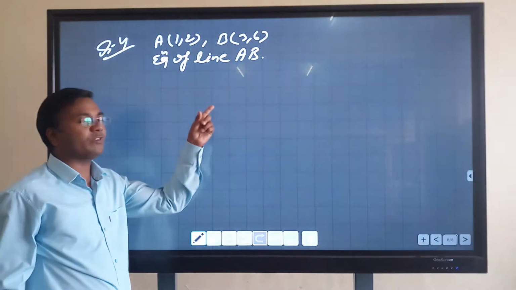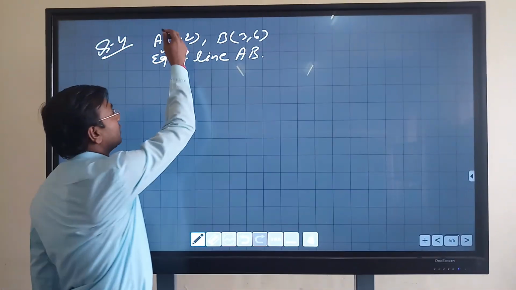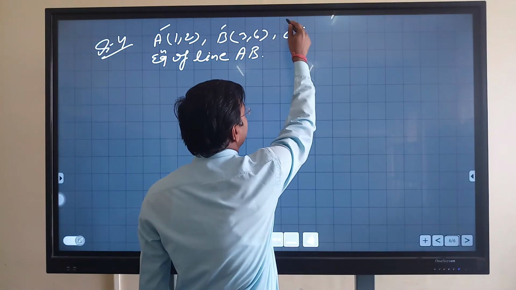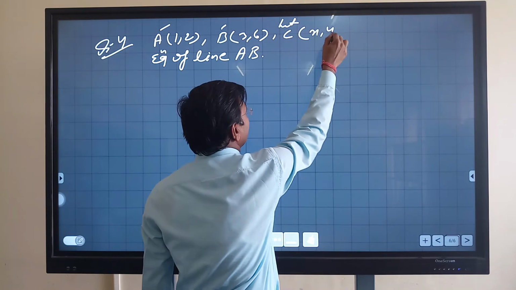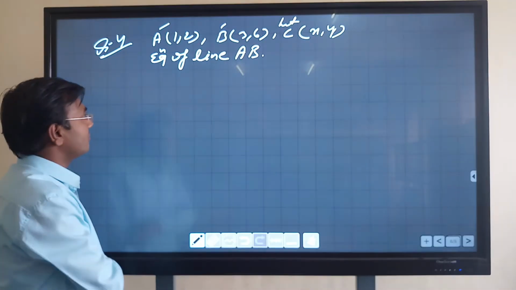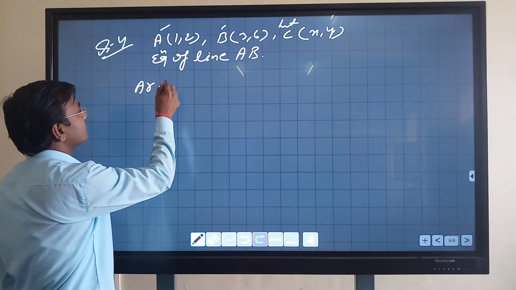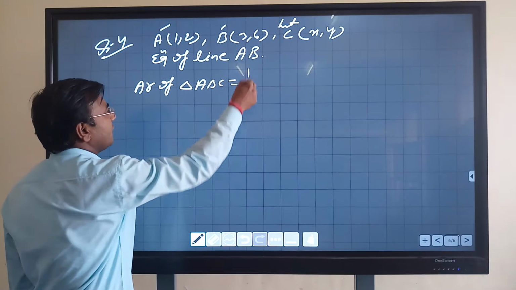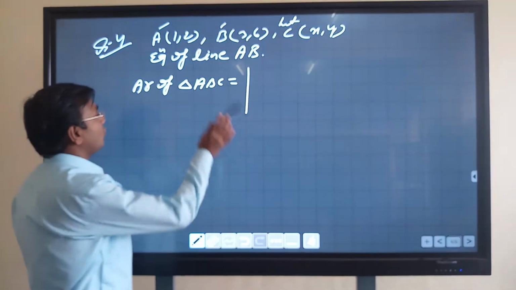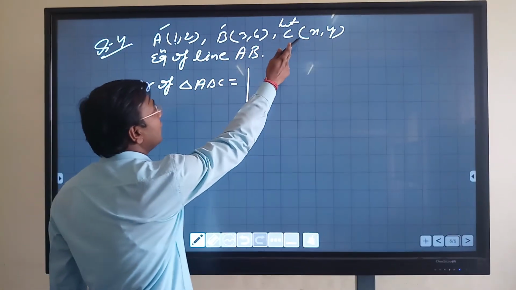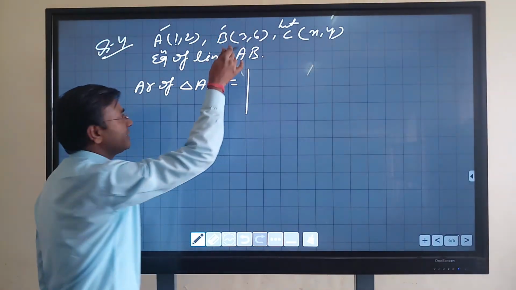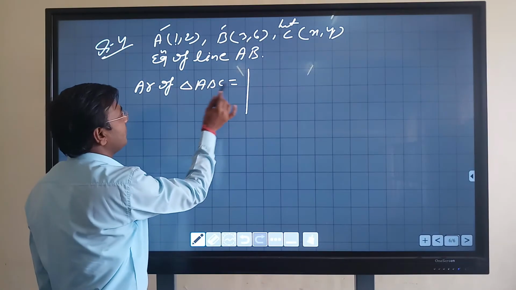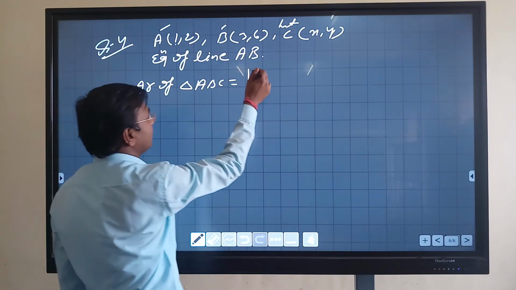So in order to apply the area of triangle, we must have 3 points. So here only 2 points are given. So we need to assign the third point. Let the third point be x, y, right? And the area of triangle ABC will be, so you may start writing the coordinates as x1, y1, x2, y2, x3, y3, right? So as I have written ABC, you will have to start from this order.